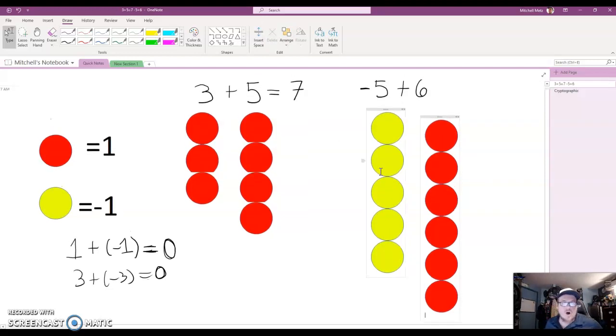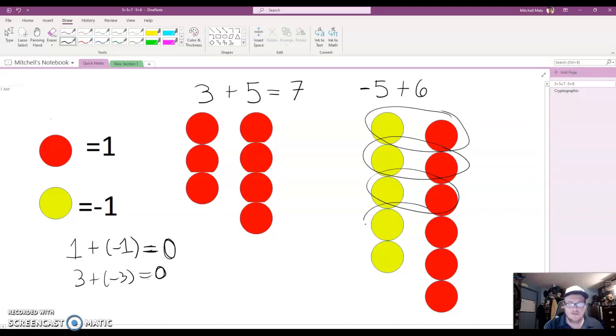Now all I need to do is remember that these are additive inverses. Every time I see a yellow circle and a red circle, I can cancel them as long as they're a pair. So I see that this pair right here can be together, this pair can be together, this pair, and this pair. I can basically just cross every pair out because they are additive inverses. They make 0. Each of these should equal 0.